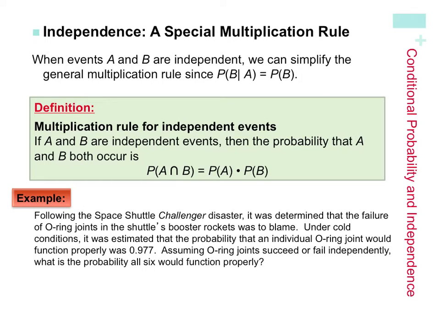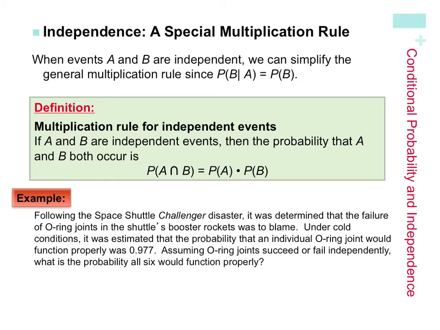So following the space shuttle, backing up a little bit. On January 28, 1986, Space Shuttle Challenger exploded on takeoff. All 7 crew members were killed. Following the disaster, scientists and statisticians helped analyze what went wrong. They determined that the failure of O-ring joints in the shuttle's booster rockets was to blame.